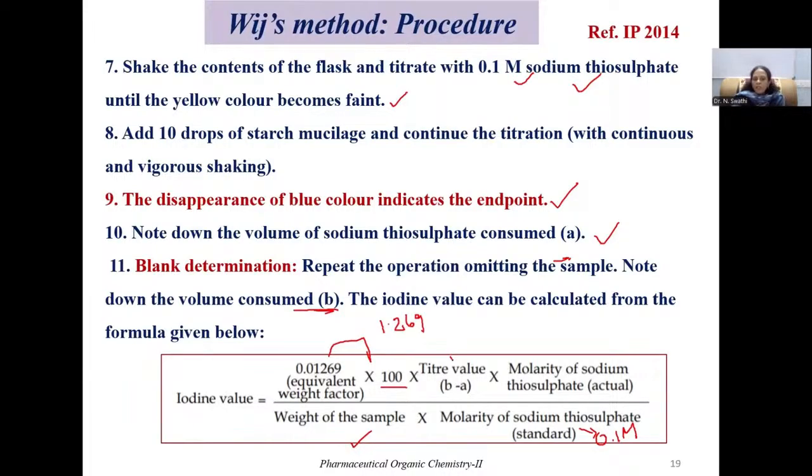Now coming to the titer value. Titer value is the difference between the blank value and the actual determination value. So B minus A, whatever value we get, we have to give here. So this is how, by incorporating the A value, the blank determination value, the equivalent weight factor, the molarity terms and the weight of the sample, we can determine the iodine value.